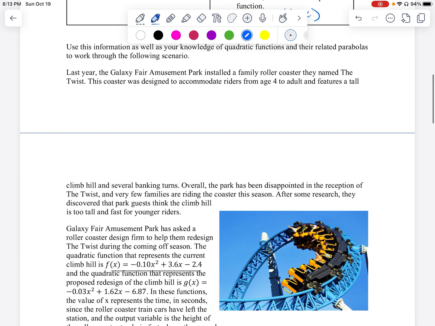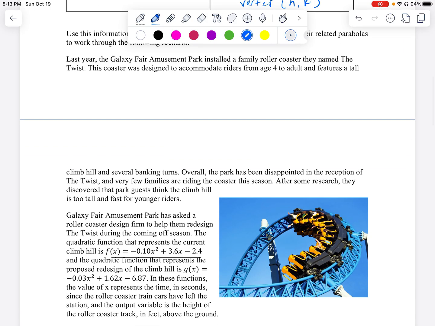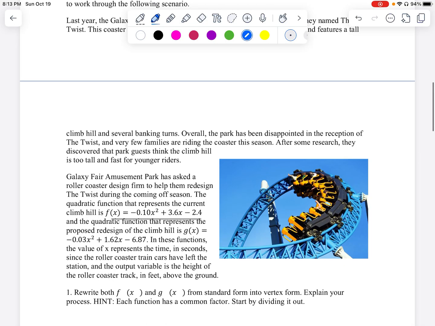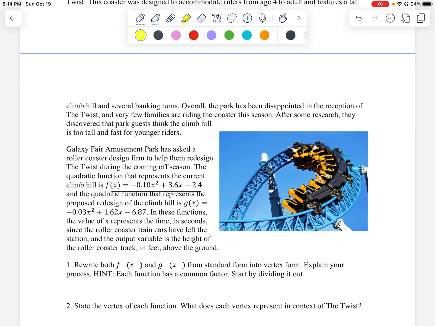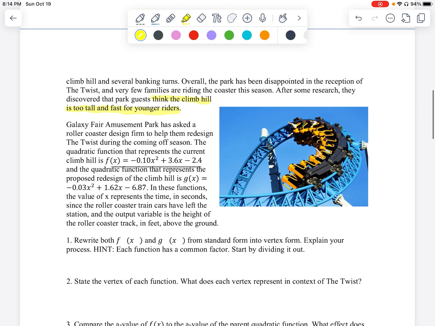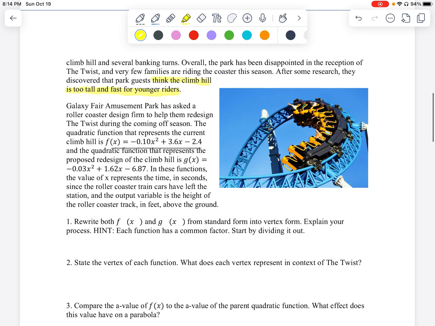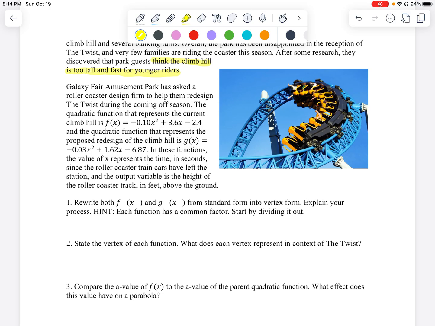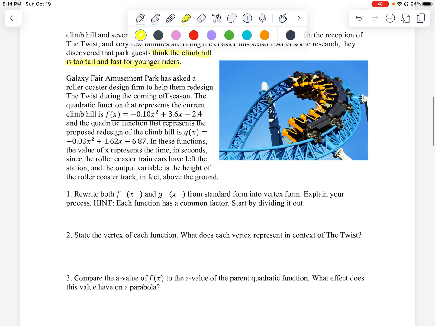So here we have an amusement park that has a roller coaster that has been unsuccessful. Guests have said that they think the climb hill is too tall and too fast. They're aiming towards families, but maybe families don't like it, and that's what the family feedback has been. So Galaxy Fair amusement park hired a redesign company to redesign the roller coaster, which is called the Twist.